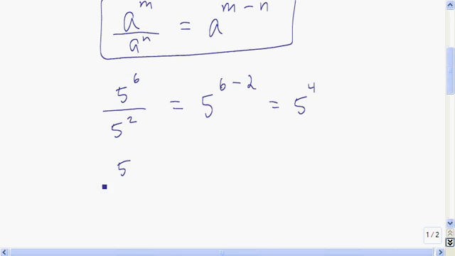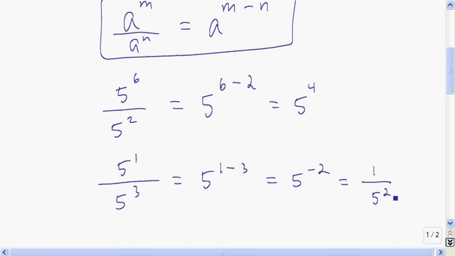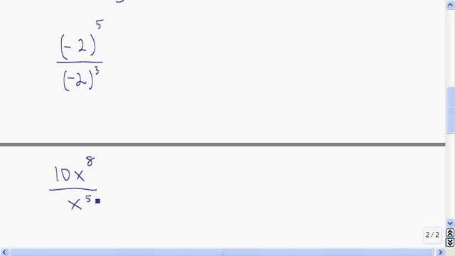Suppose I have 5 over 5 cubed. Well, that's going to be 5 raised to the power of 1 minus 3. 1 minus 3 is negative 2, so that's 5 to the power of negative 2, which is 1 over 5 squared. All right, I'm going to give you a couple to try, and I'll have you press pause while you work on them. Okay, press pause while you try these two examples.